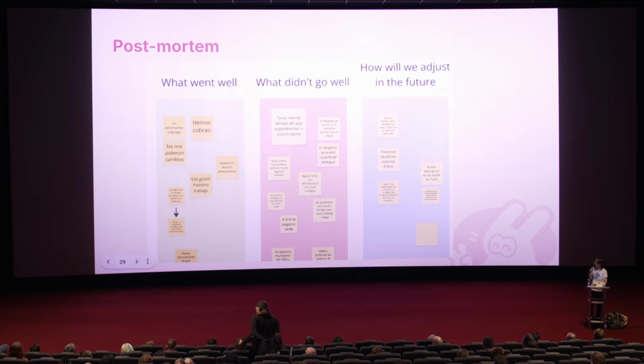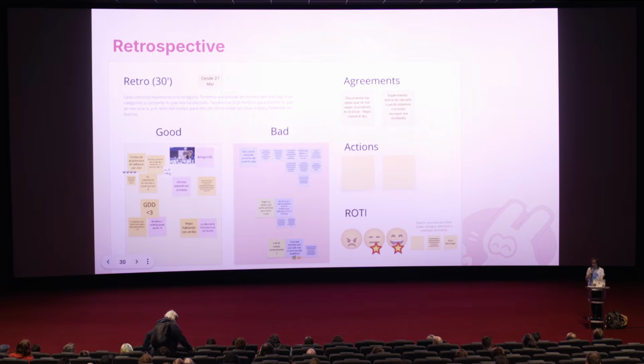And the postmortem happens basically at the end of something. So it could be at the end of a vertical slice, after the release of a game, maybe after you finished implementing a mechanic. The retrospective happens more regularly. You can have it every 2 weeks or every month, or however long you define. Basically, it's the same thing. You have the good column, the bad column, and then agreements and actions for changes that you want to make. So it's basically the same idea.